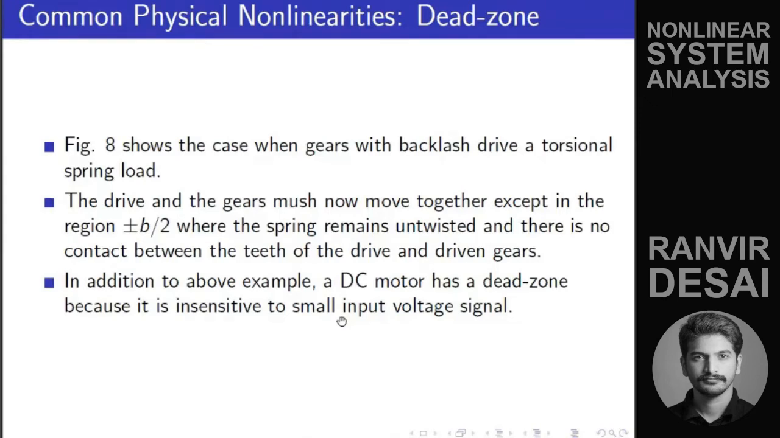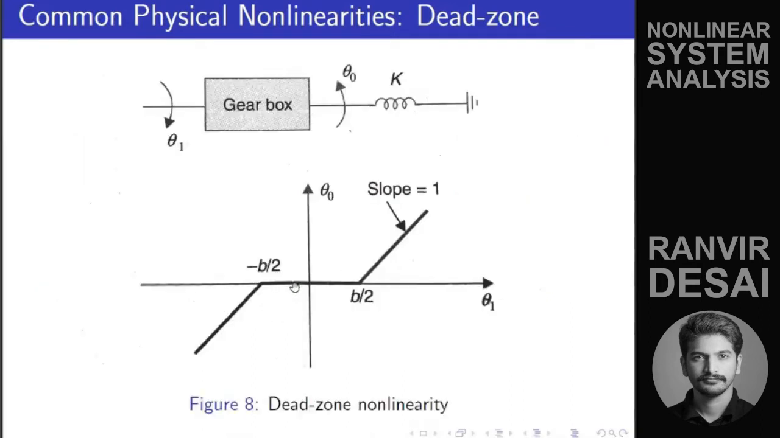Now see, it is insensitive to a small input voltage signal. That is a dead zone, you can consider. All right, see this, this b by 2, this b by 2, where this b will be 5 volt in our case, but this is in theta, so this is for the gearbox.